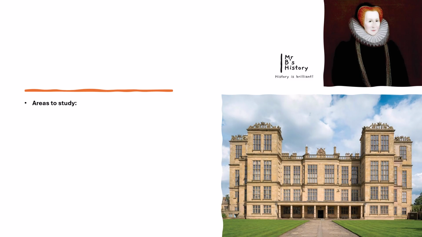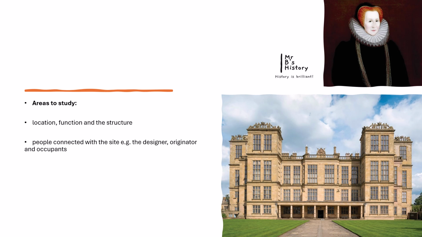So what do you need to know about Hardwick Hall? Well, you need to know about its location. Hardwick Hall, Hardwick, Derbyshire. You need to know about its function, what was it there for, what did it do, and the different features of its structure. You need to know a little bit about the people connected with the site, and there are two people here. One is the devastatingly attractive woman in the top right hand corner of this slide, which is Bess of Hardwick, and the architect designer Robert Smithson.